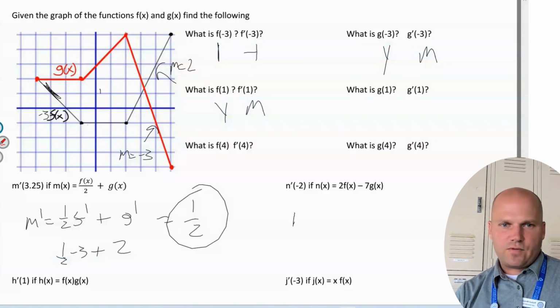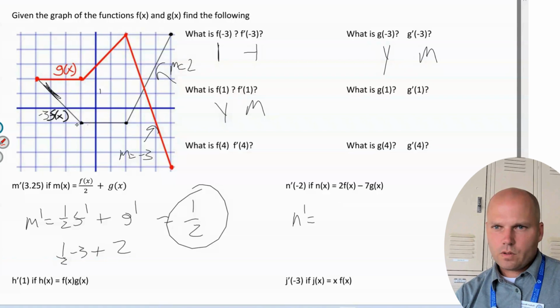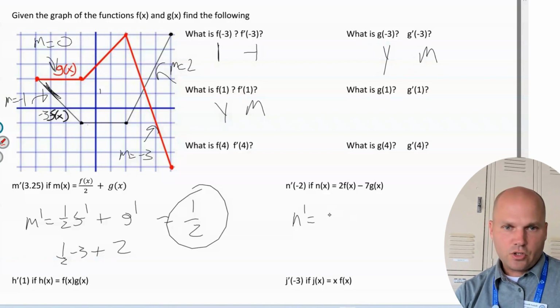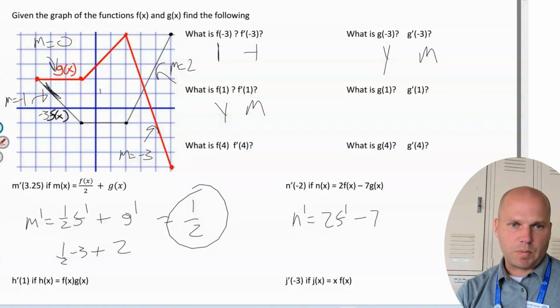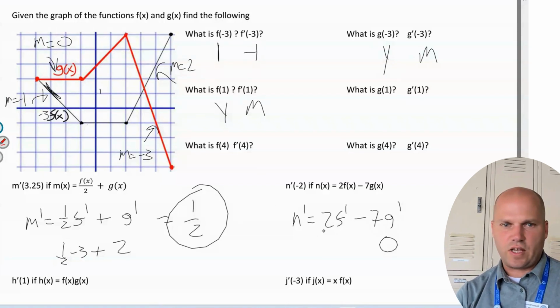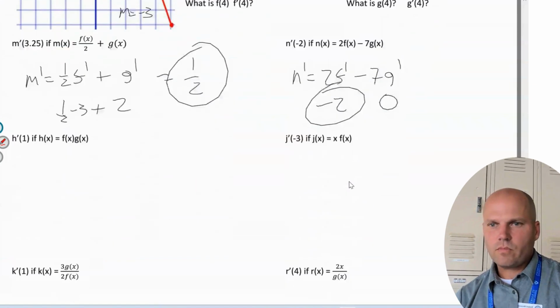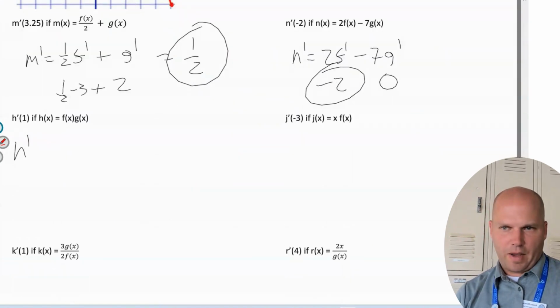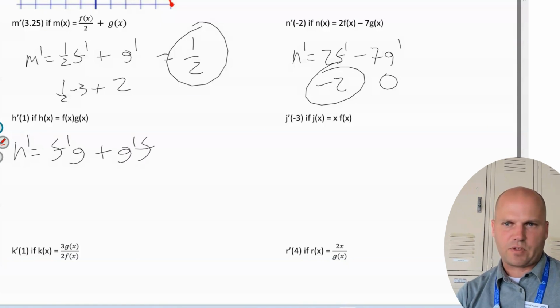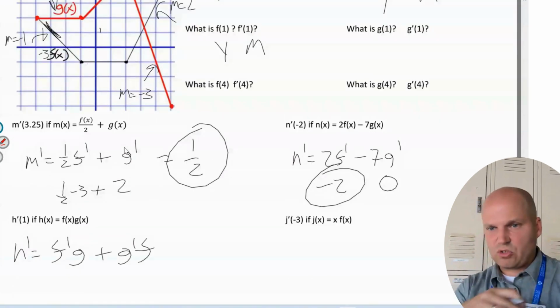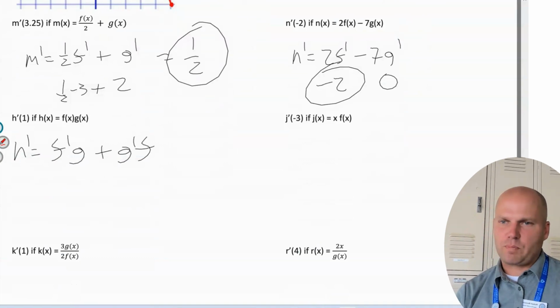What about -2? Slope of that line segment is -1. The slope of this line segment is 0. So I have 2 F slopes minus 7 G slopes. Well, G slopes are 0, so that's nice. So I just have 2 times F slopes. I get -2 as my answer. But don't forget about your rules. Slopes of the first times the second plus the slopes of the second times the first. Notational derivatives.